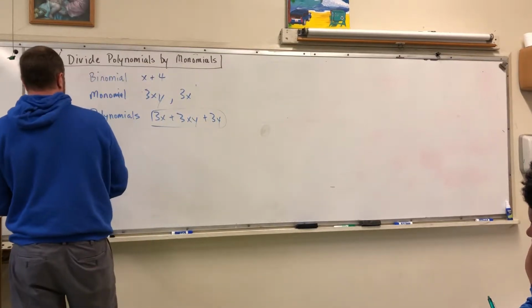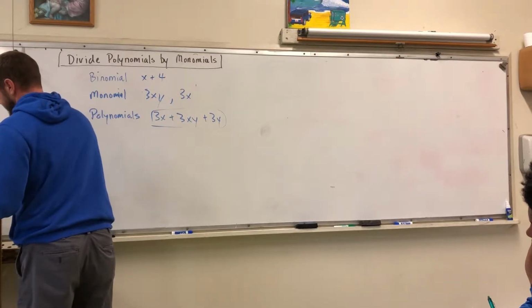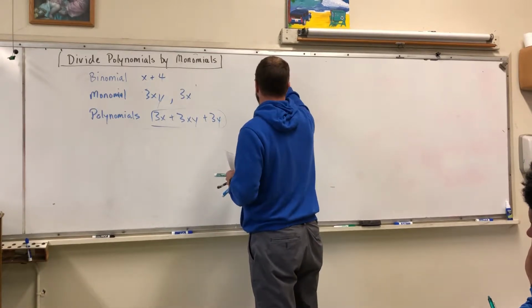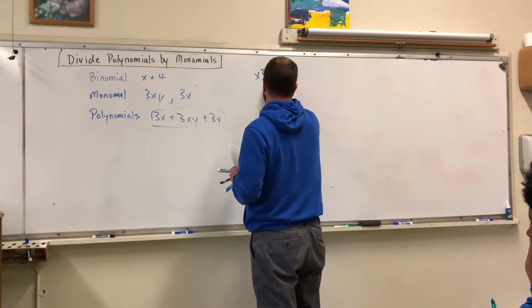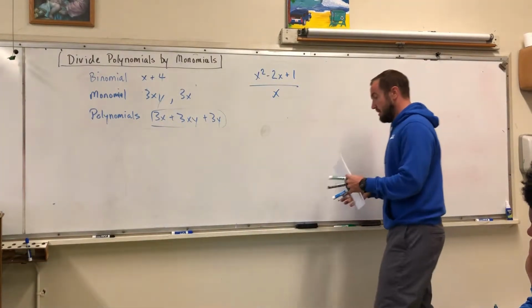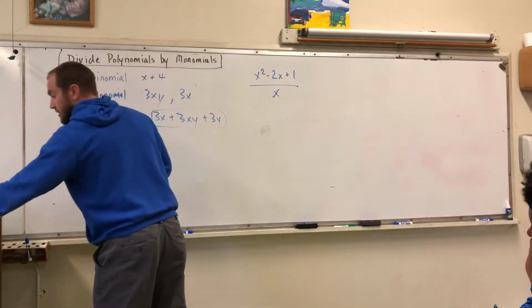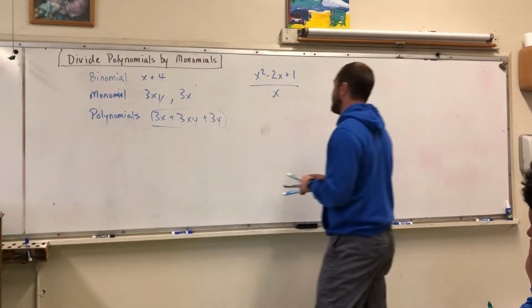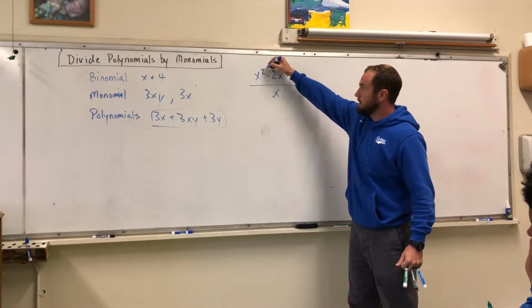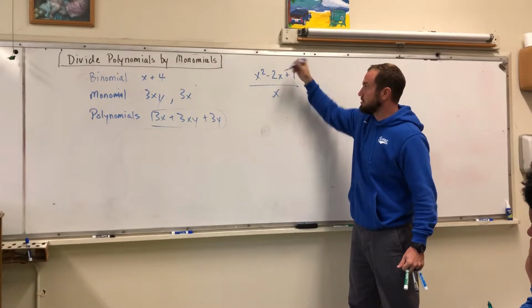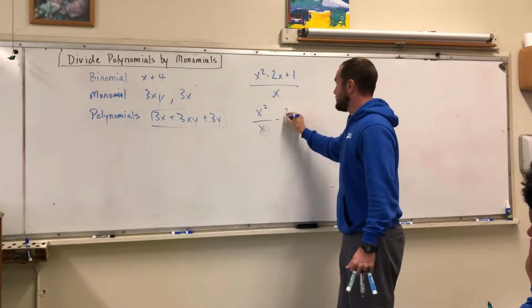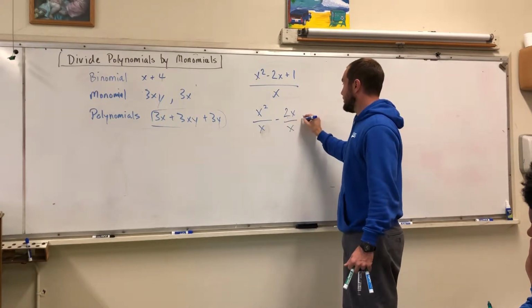So if we're dividing polynomials by monomials, you're taking something with 2 or more terms and dividing it by a single term. And I think the best approach here, using our exponent principles and rules, the idea that if you're dividing letters with exponents, you're subtracting, so you have x squared over x minus 2x over x plus 1 over x.